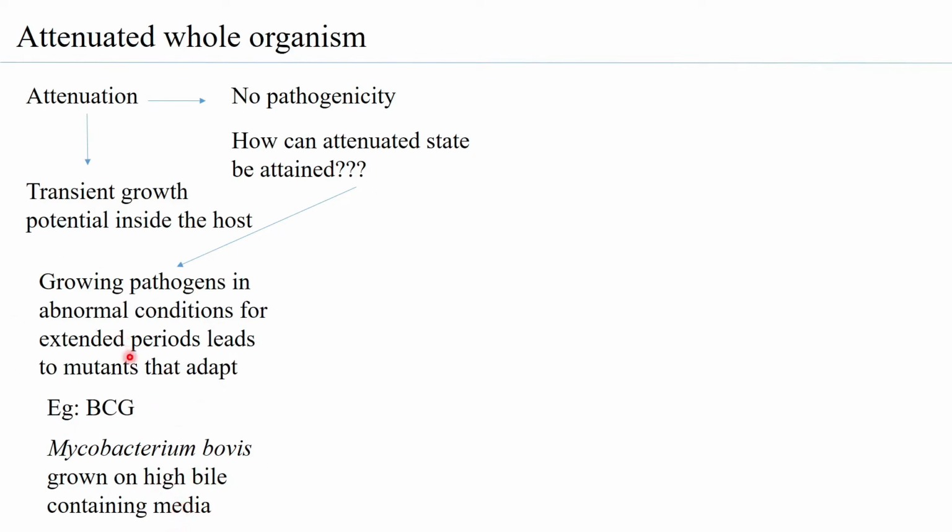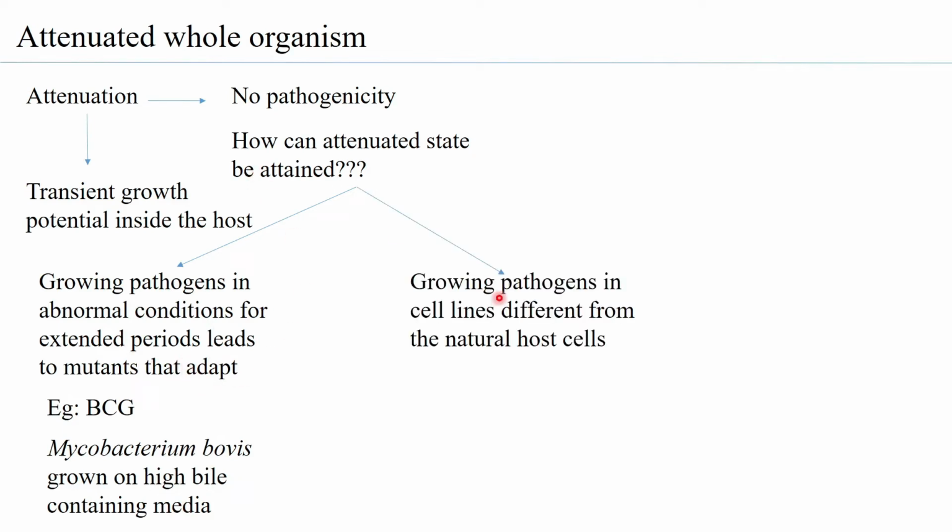So although it seems an easy process, it is easier said than done. The second method is to grow the pathogens in cell lines that are not their natural cell lines. That is, they are cell lines different from the natural host cells. So for example, Sabin's oral poliovirus.